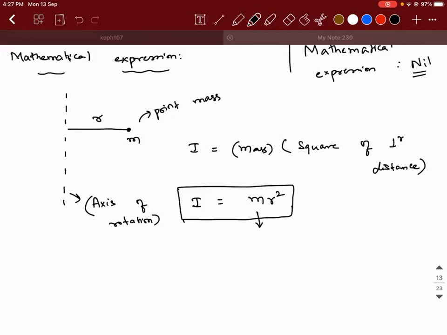The SI unit here will be kilogram, and distance square is meter square. So kilogram meter square is what we call moment of inertia, and this formula m r square is applicable only for point mass. By now, I hope you guys are clear with what is point mass and what is extended mass. Am I right?